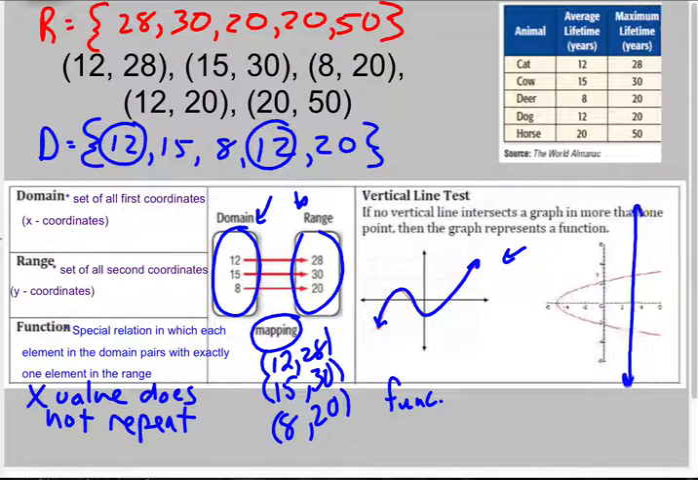How about this graph? No. Because these 2 x values right here and here are exactly the same. So this is not a function. It doesn't pass the vertical line test.